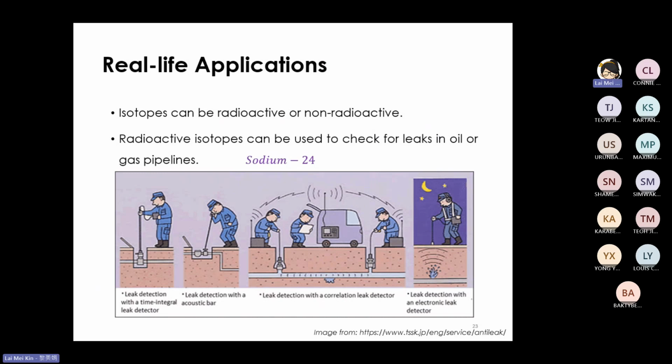So where are isotopes being used? Some isotopes are radioactive, some are non-radioactive. Radioactive means it can break down and give radiation. For example, I have sodium-24. I can use it to check for leaks, oil or gas leaks. You know all the gas pipes that are normally underground. If there's leakage, it's very easy for it to explode, so it's very important to check whether there is any leakage.